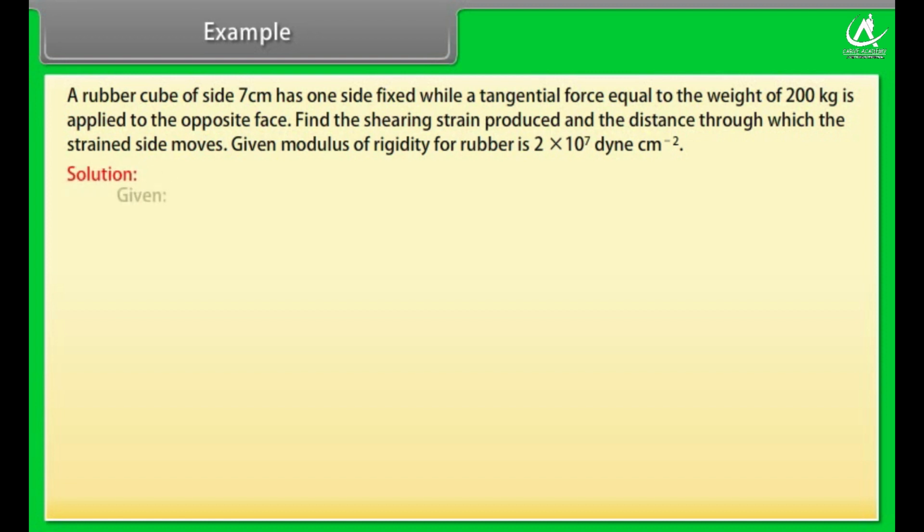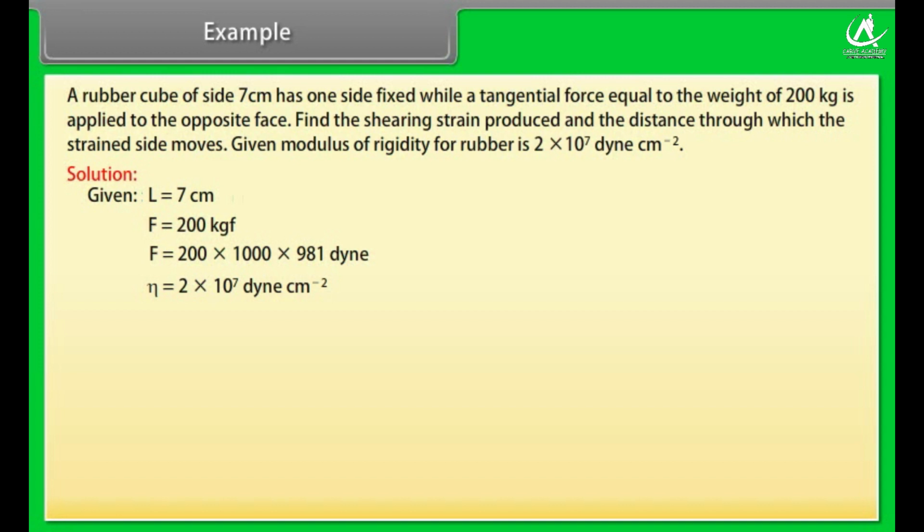Let's see the solution. Given L is equal to 7 cm and F is equal to 200 kgf. Converting the value of F into dynes, we get F is equal to 200 into 1000 into 981 dyne. Eta is given by 2 into 10 raised to the power 7 dyne per centimeter square. We know that area of the face of the cube A is equal to L square. Putting the values of L, we get A is equal to 7 into 7 centimeter square is equal to 49 centimeter square.